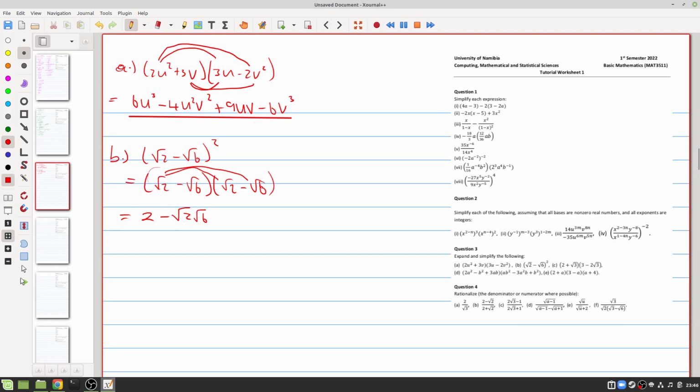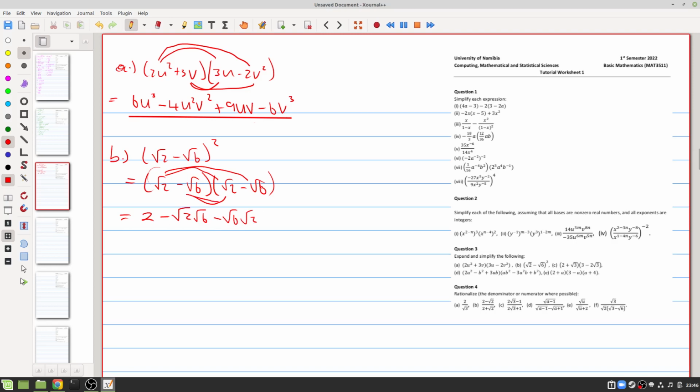I'm just showing what we're multiplying here. Then we've got negative square root 6 times square root 2. So negative square root 6 times square root 2. And again, the order doesn't matter here. It's the same thing. A times B is the same as B times A. So these two things will be the same.